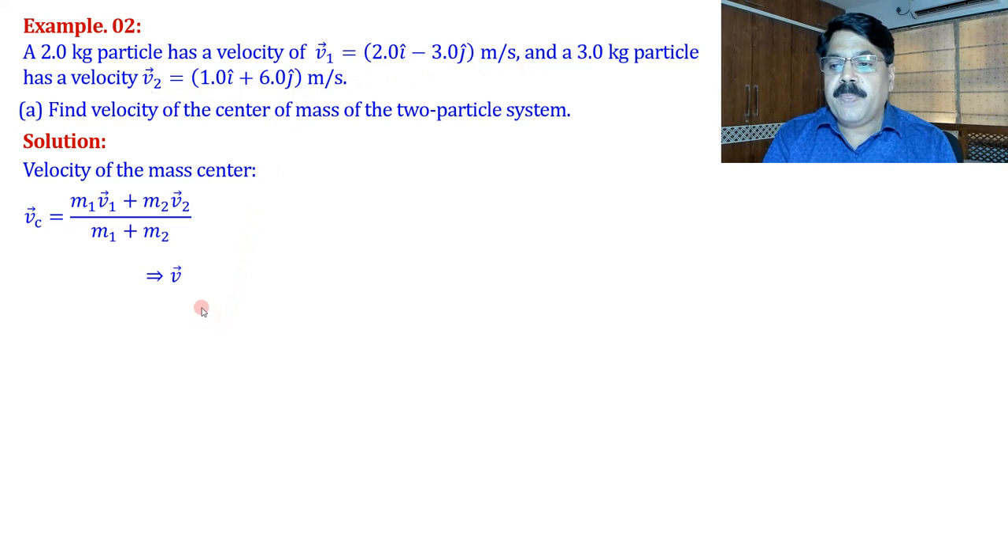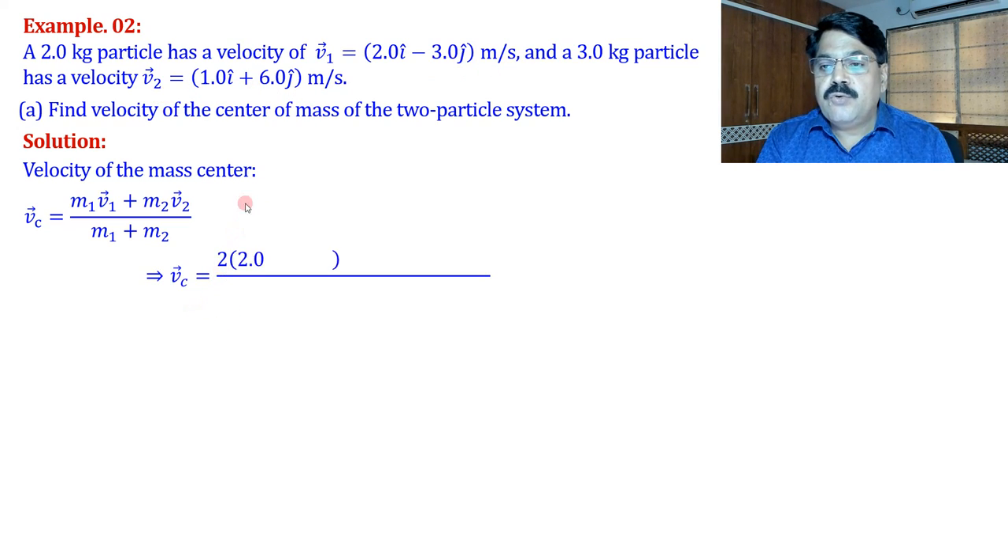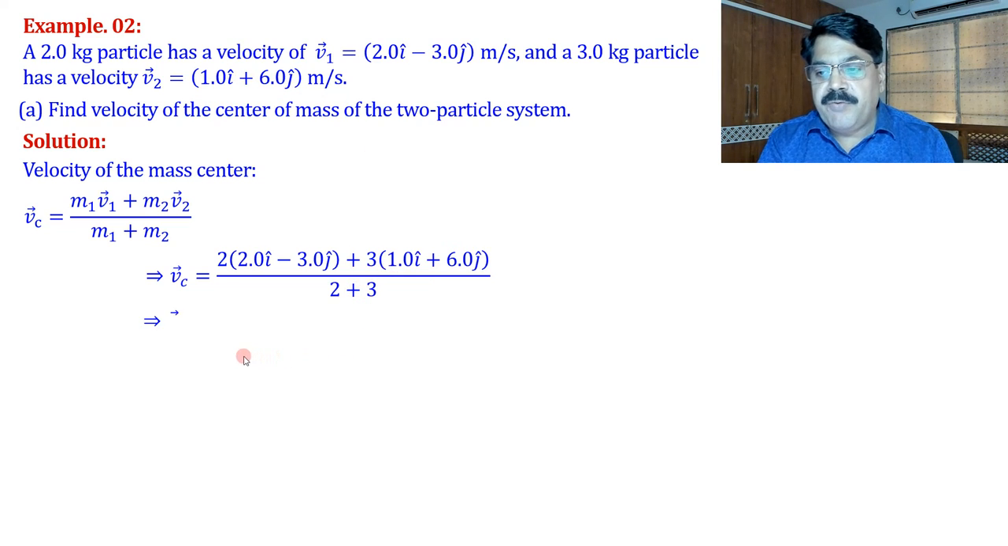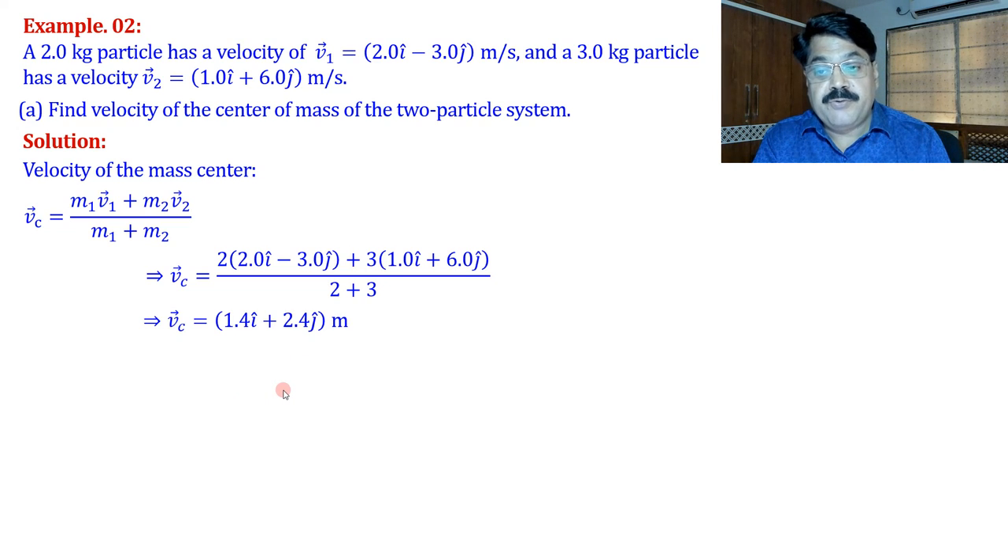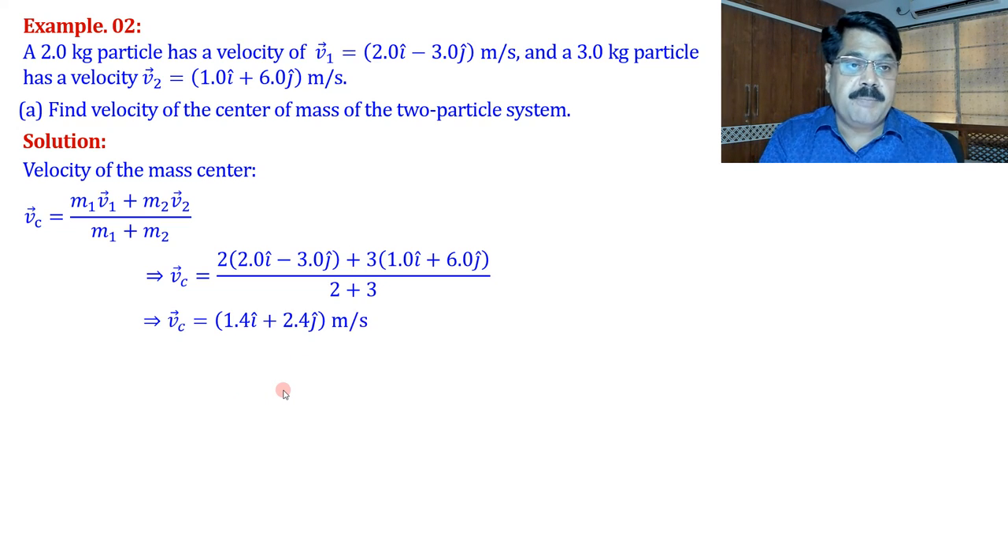So let us see. The vector vc is [2(2 i cap − 3 j cap) + 3(1.0 i cap + 6.0 j cap)] divided by (2 + 3). And by solving, what we get is vc vector equals 1.4 i cap plus 2.4 j cap meter per second. So this is the velocity of the mass center.